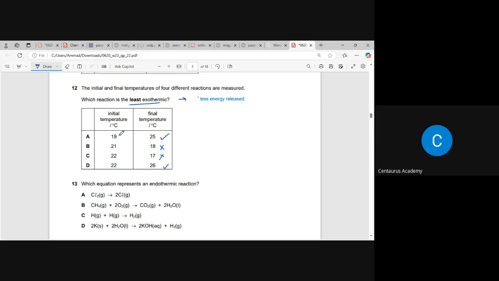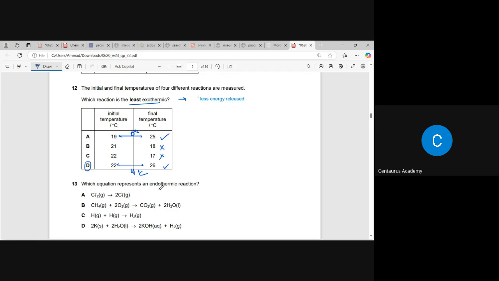Now you're going to take out the temperature change between these. So this is 6 degrees Celsius of change in temperature. And how much is this? This is only 4 degrees Celsius change in temperature. So obviously 4 degrees Celsius is less energy. This means only less energy is released, right? The change in temperature is only 4 degrees, which means D is going to be your correct answer.